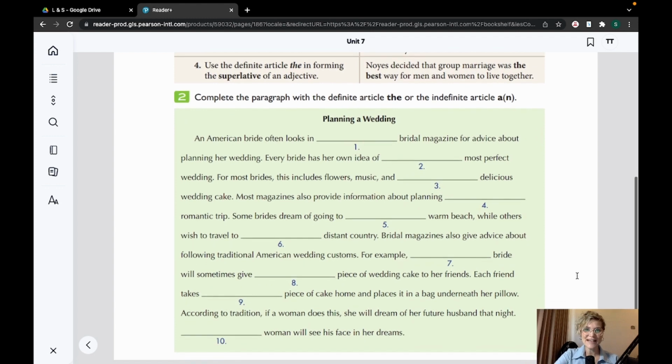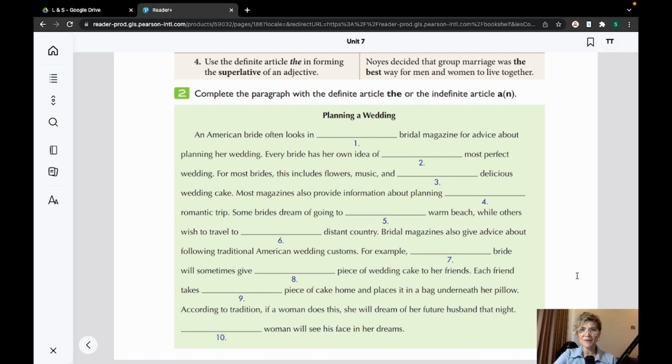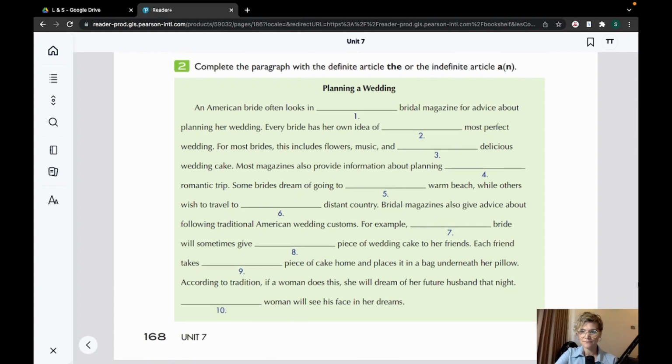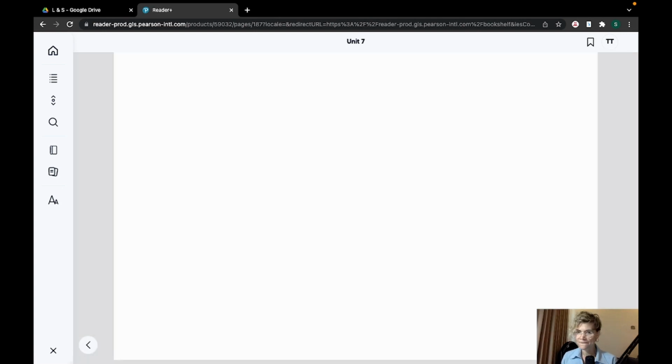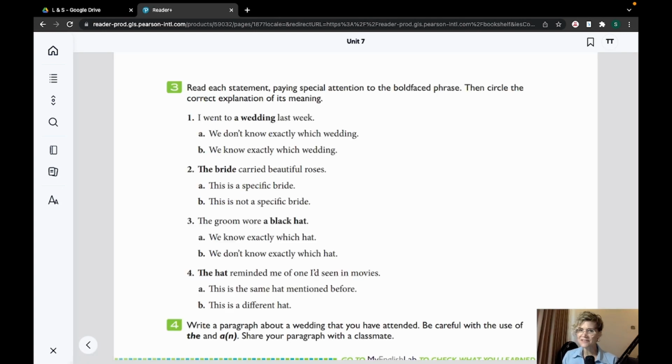Great, great, great. Now, here we have a paragraph, and of course, you've got to fill it out. Complete it with the definite article "the" or the indefinite article "a" or "an," depending on the sentence. Planning a wedding. Okay, so that has 10 numbers. Go ahead, pause your video and answer this. Then we're going to dive in a little bit more.